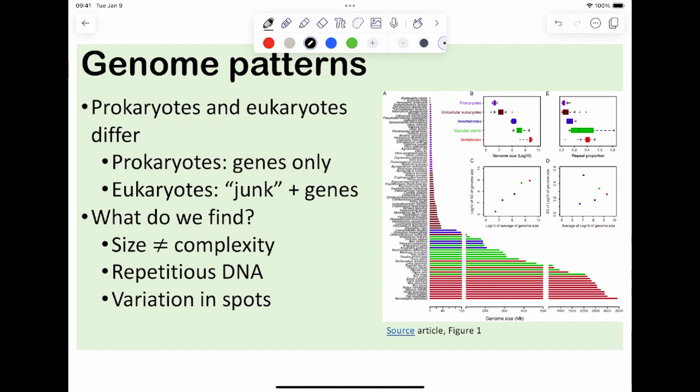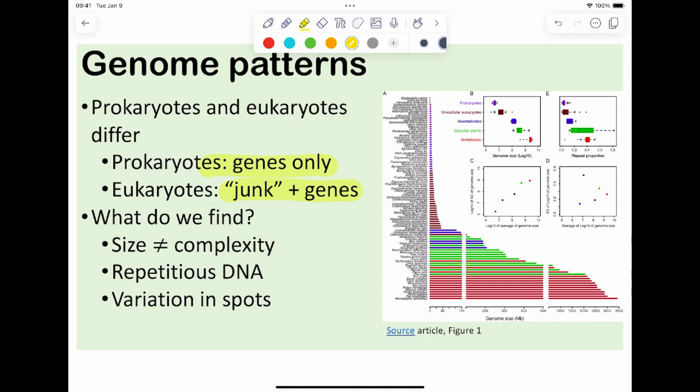So what patterns do we see when we look at genomes? It turns out prokaryotes, they're super efficient. They got clean genomes. They're genes and nothing but the genes. There's no junk in there whatsoever. You look at us, roughly 90 to 95% of our DNA is what we would classify as junk, meaning things that are not genes.